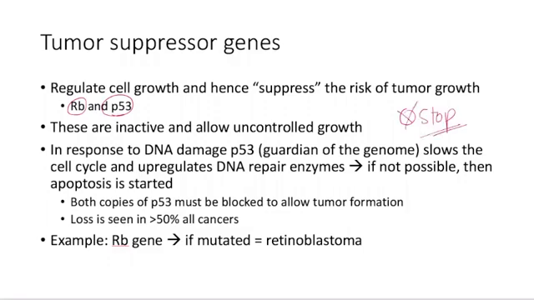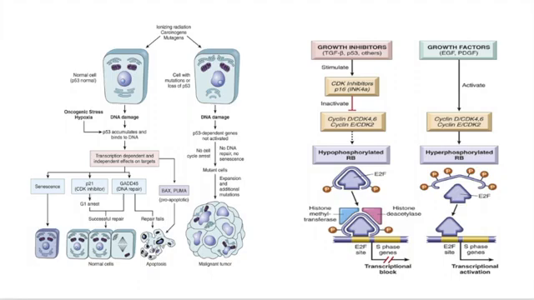In response to DNA damage, P53, which is called the guardian of the genome, slows the cell cycle and upregulates DNA repair enzymes. If not possible, then apoptosis is started. What's interesting is it's a two-hit hypothesis: both copies of P53 must be blocked to allow for tumor formation. So you've got two of them. It is seen in over 50% of all cancers, this two-hit phenomenon, that we lose P53. So let's take a look at P53.